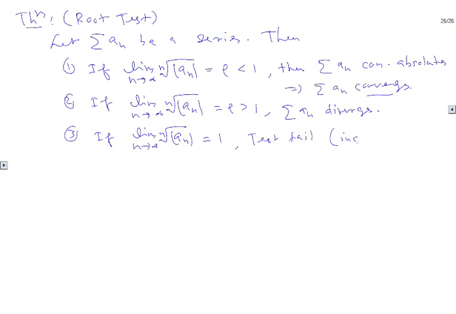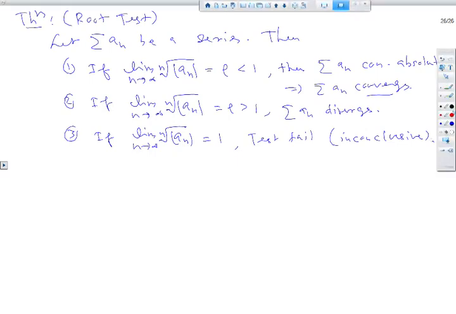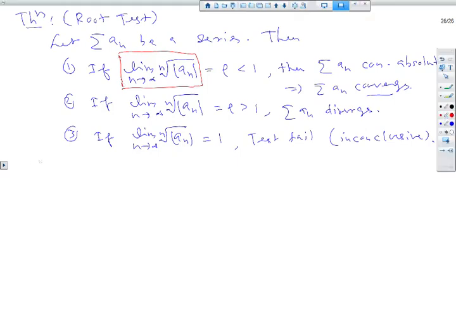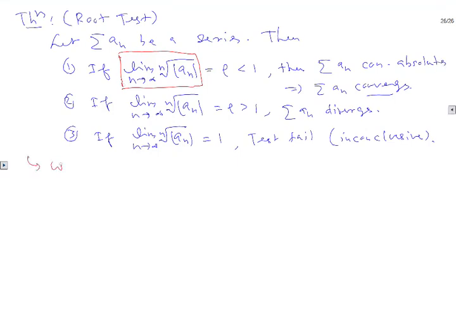Or inconclusive. Okay, good. So you can see the argument part is the same. The only thing is that what we are taking right now is the nth root of the nth term. That's the only thing that is different, but otherwise this is pretty much similar to the ratio test. Now the question is when we're going to apply this. So again, when to use.